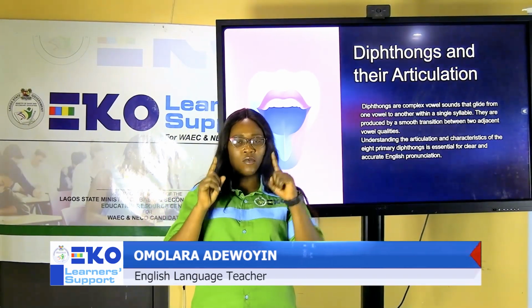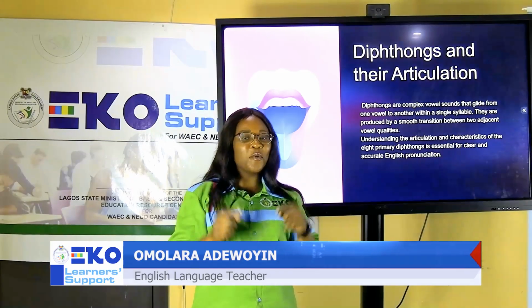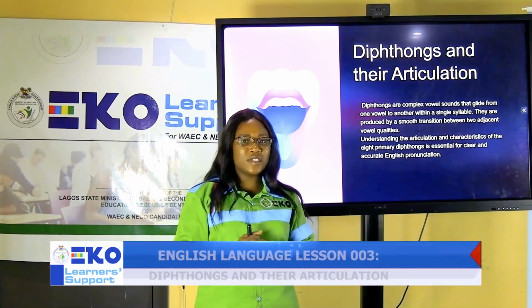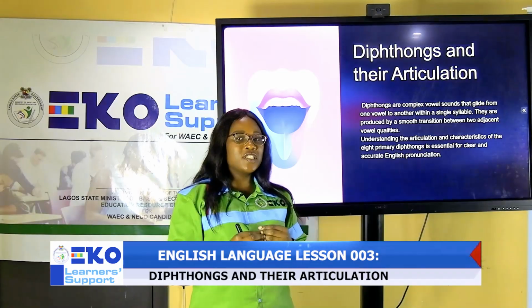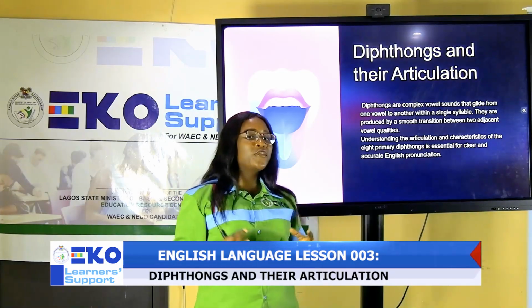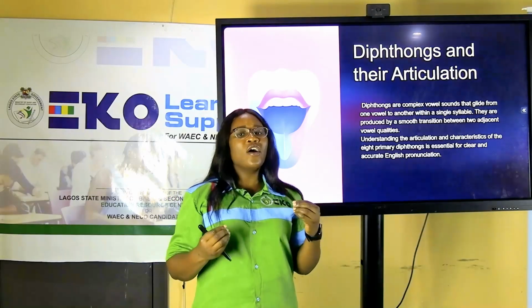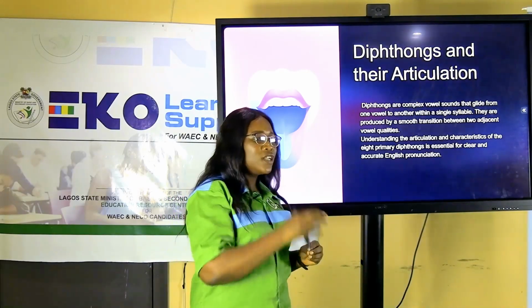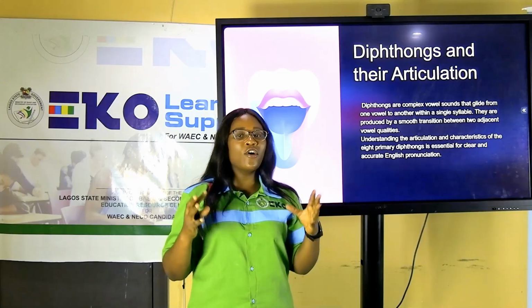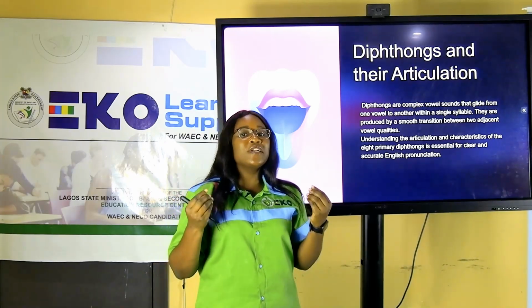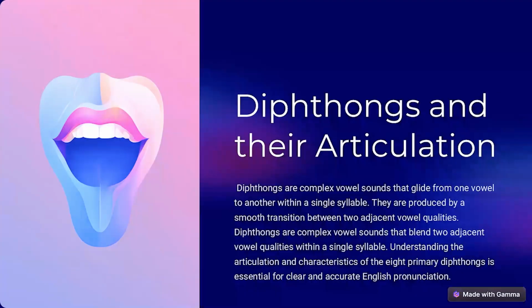Remember monophthong, 1, di, 2, diphthongs, 2 sounds coming together to form just one sound. Typically, we say that diphthongs are produced when the tongue glides from one place of articulation to the other. So diphthongs comprise 2 sounds but pronounced as one. Diphthongs are complex vowel sounds that glide from one vowel to the other within a single syllable. They are produced by a smooth transition between 2 adjacent vowel qualities.